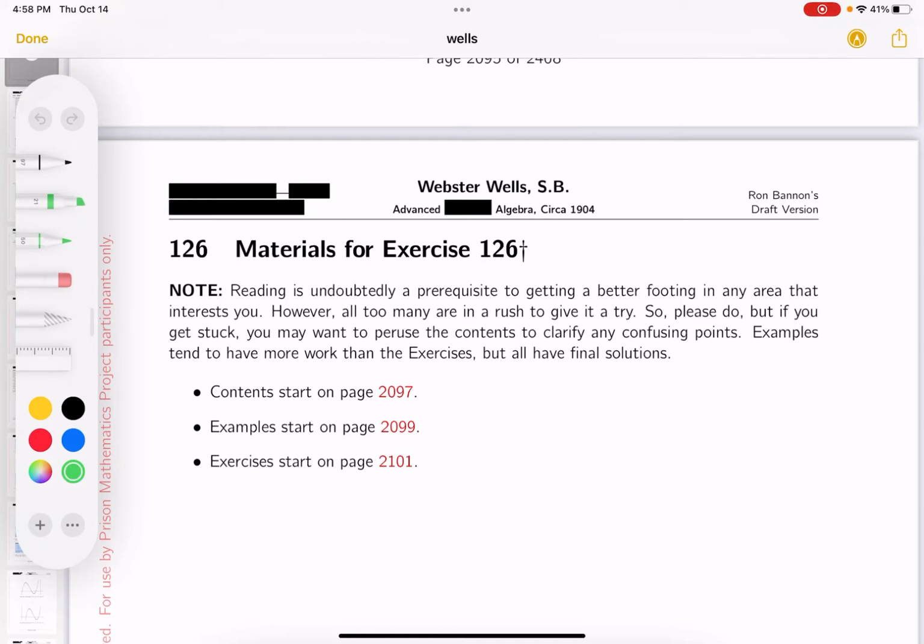Okay, we're in section 126. There'll be contents to look over, examples to do, and then exercises to work on. My name is Ron Bannon.